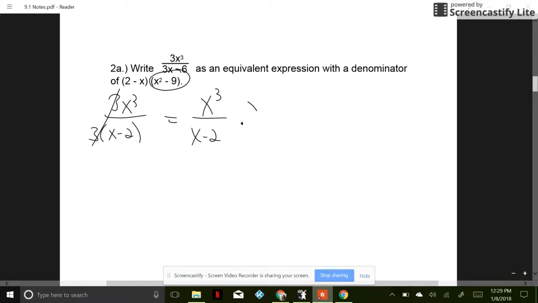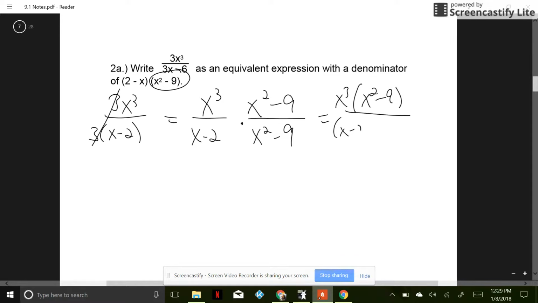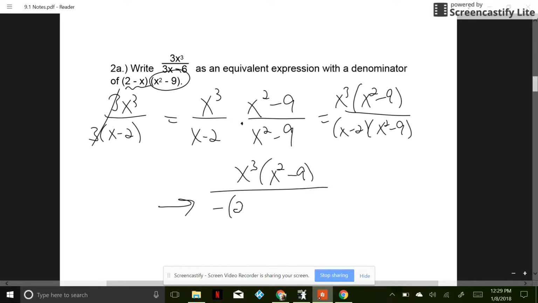So we'll multiply by something in terms of that that's also equivalent to 1. So that's x squared minus 9 over x squared minus 9. And we'll get x cubed times x squared minus 9 over x minus 2 x squared minus 9. Now this still doesn't look quite the same because this is actually 2 minus x. So what we'll do in the denominator here, we'll factor out a negative from that first expression. And that will change our signs. So we'll get 2 minus x, and then the x squared minus 9. And there we have what we were looking for.